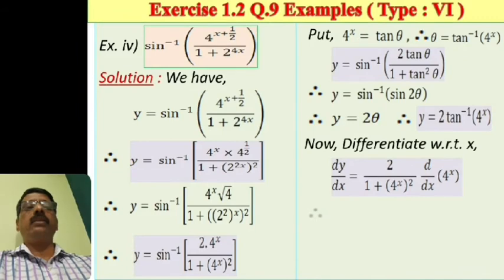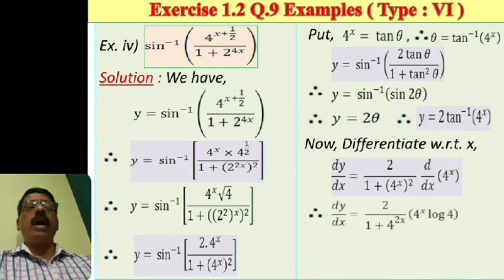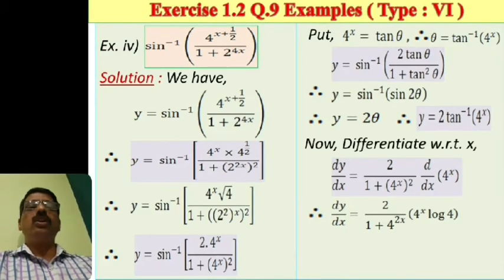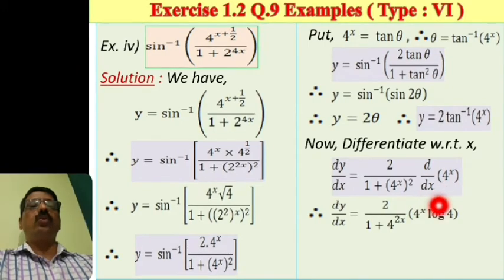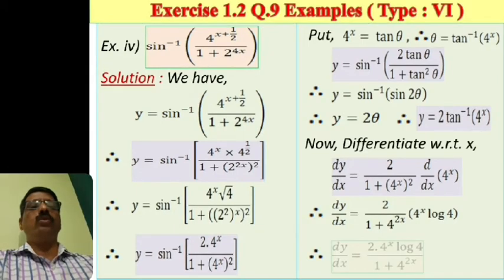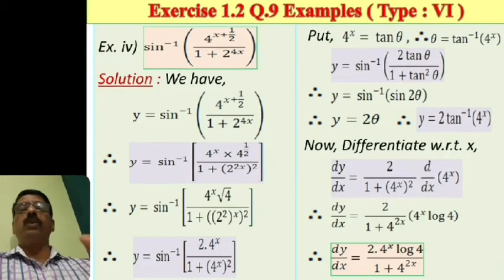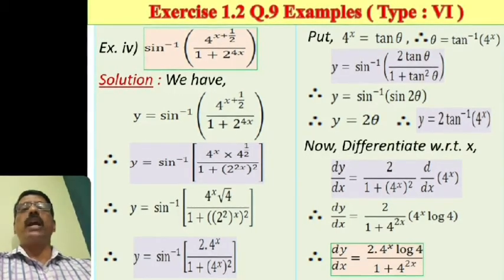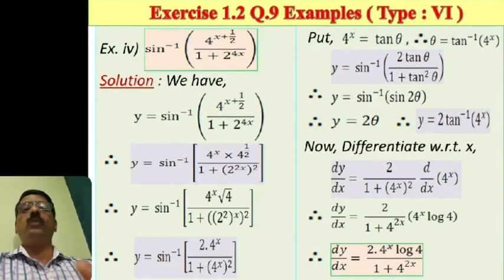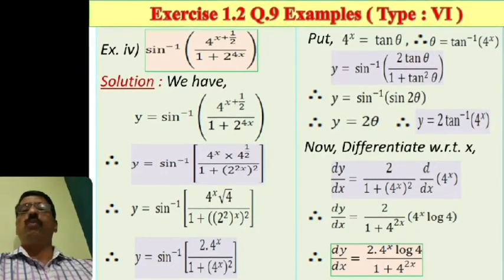And therefore we get the derivative of the given function: dy by dx equal to 2 upon 1 plus 4 raised to x into 2, that is 4 raised to twice x, into the derivative of 4 raised to x, that is 4 raised to x into log of 4 by the formula. Therefore dy by dx equal to 2 into 4 raised to x into log of 4 upon 1 plus 4 raised to twice x. That is the derivative of the given function sine inverse of 4 raised to x plus 1 upon 2 divided by 1 plus 2 raised to 4x.